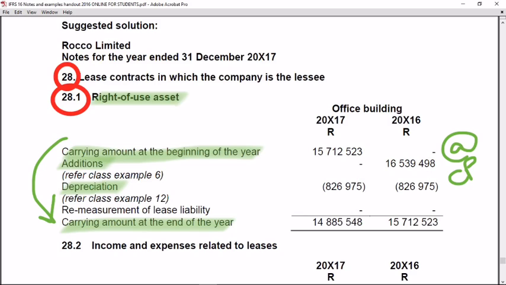So for 20x16, that brought us to a closing carrying amount of 157,125.23, and then that would be your opening carrying amount the next financial period. Remeasurement of the lease liability is also part of a possible movement that you can find on the right of use asset, but please note we do not deal with the remeasurement of the lease liability on this level.